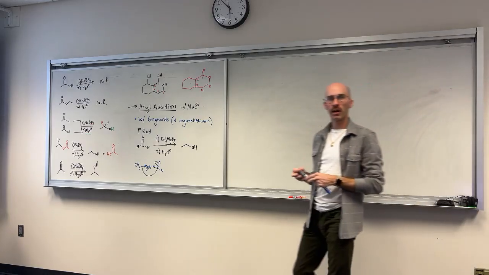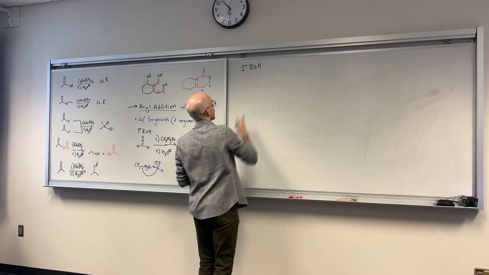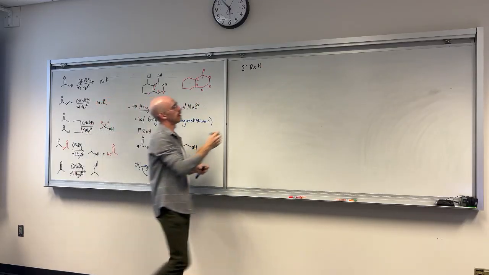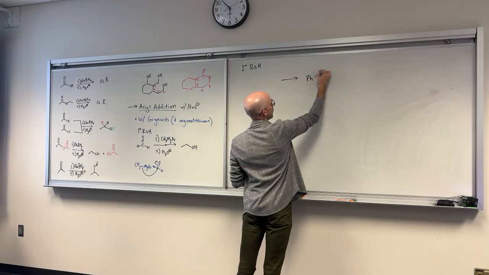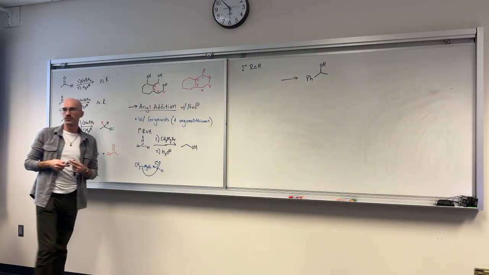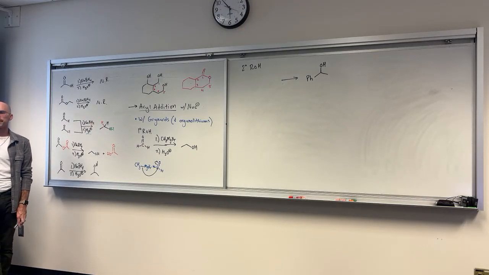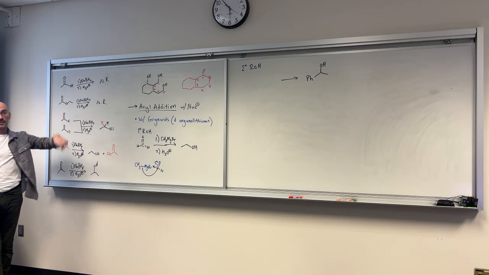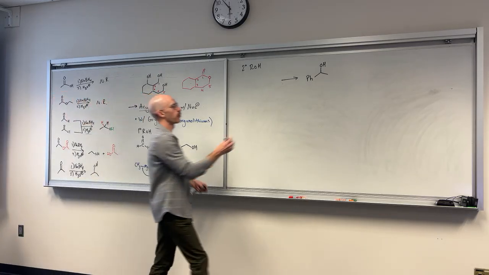All right, what if I don't want a primary alcohol? What if I want a secondary alcohol? Let's say that the secondary alcohol I want is this. Those of you who didn't have lab last week, and those of you who did, you started with this material. It's called 1-phenylethanol. There's actually two different ways that we can get here. I'm going to show you both of those ways.